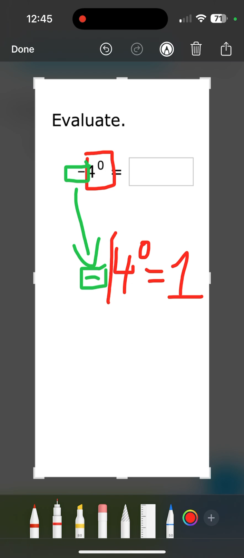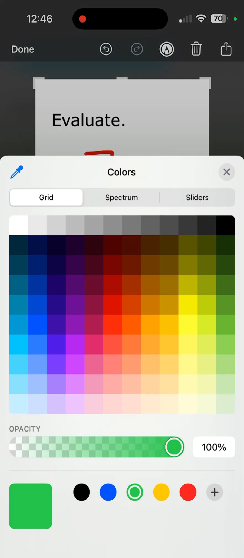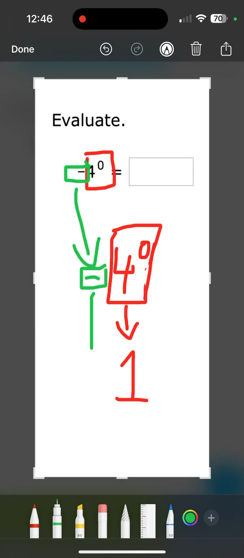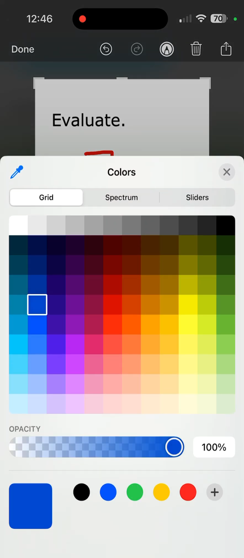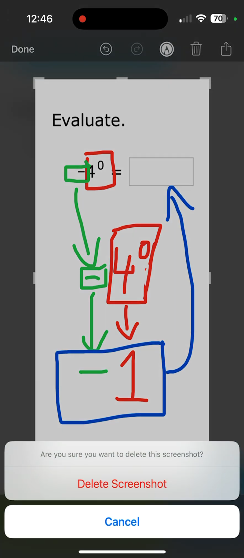And then 4 to the power of 0 equals the 1, and then this negative gets carried down so that your final answer ends up being -1. So this one's actually trickier than it looks, but that would be your final answer here.